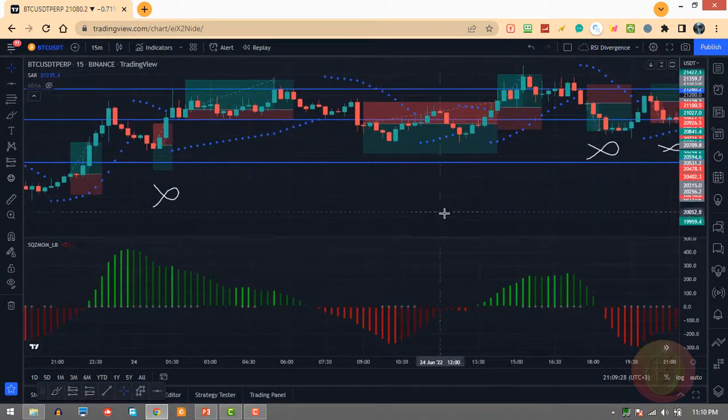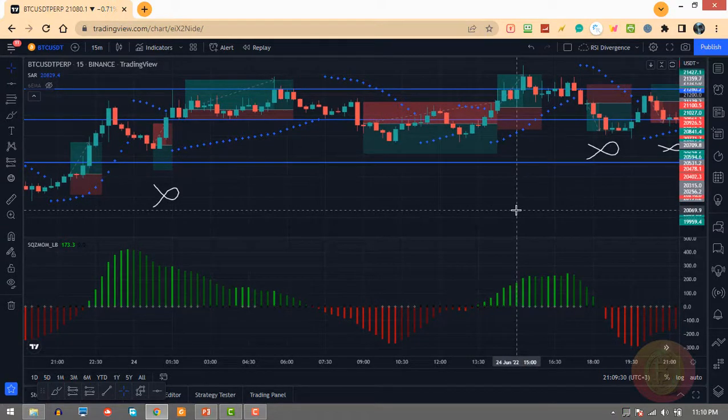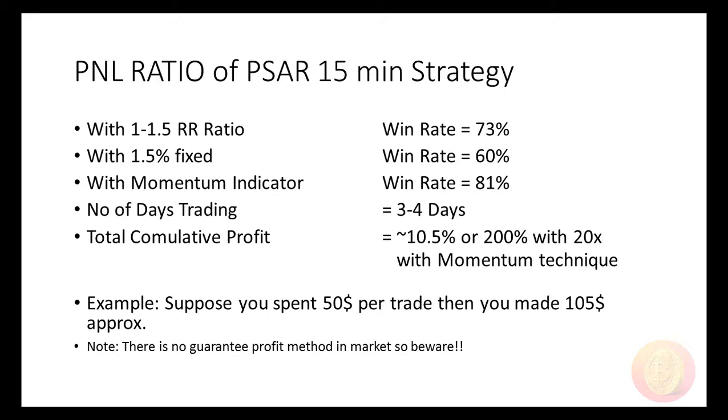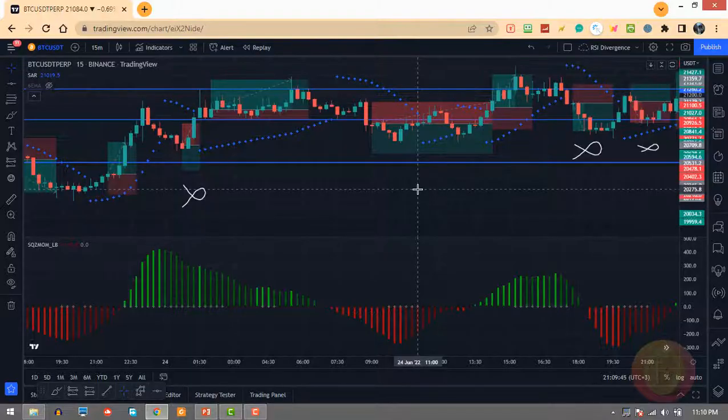So basically you will use squeeze momentum. So here is our ratio. If we have 1 to 1.5 fixed, we have a 73% win rate, and with the momentum indicator it is an 81% win rate. So here is also our profit.